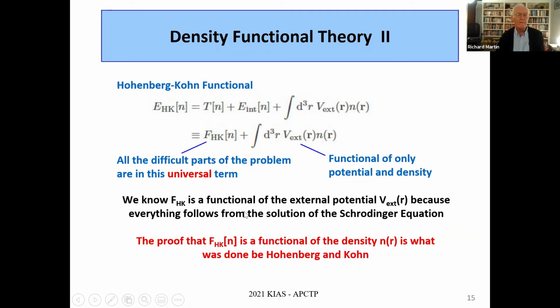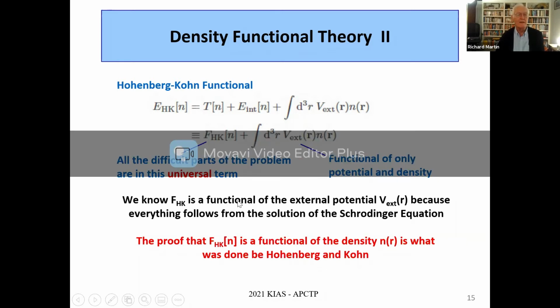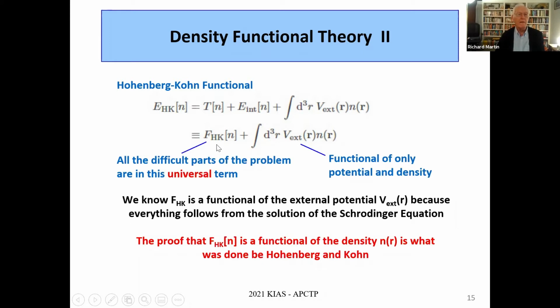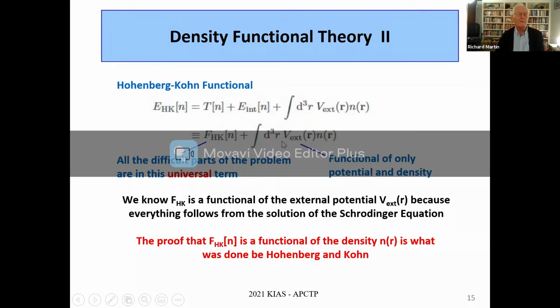So before we mention exactly what they did, let's take note of how important this change is. If it's a functional only of the density, then it's a universal thing. The only things here are electron kinetic energy and interactions. So the density itself might be determined by the external potential, but the functional form, the way that this depends upon the density, should be universal and the same for all problems.